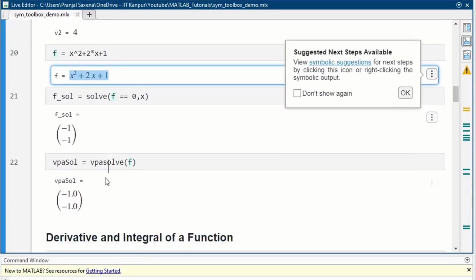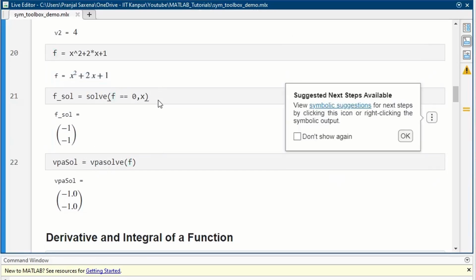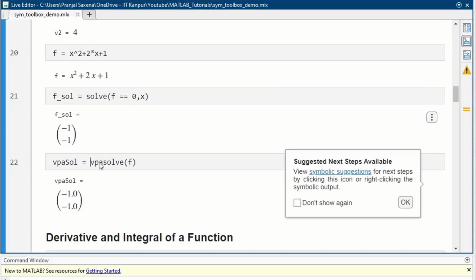But if we want to solve it numerically, for some analytic equations, the solutions are not possible. So we have to calculate it numerically. So if we want to calculate it numerically, then we use vpasolve.